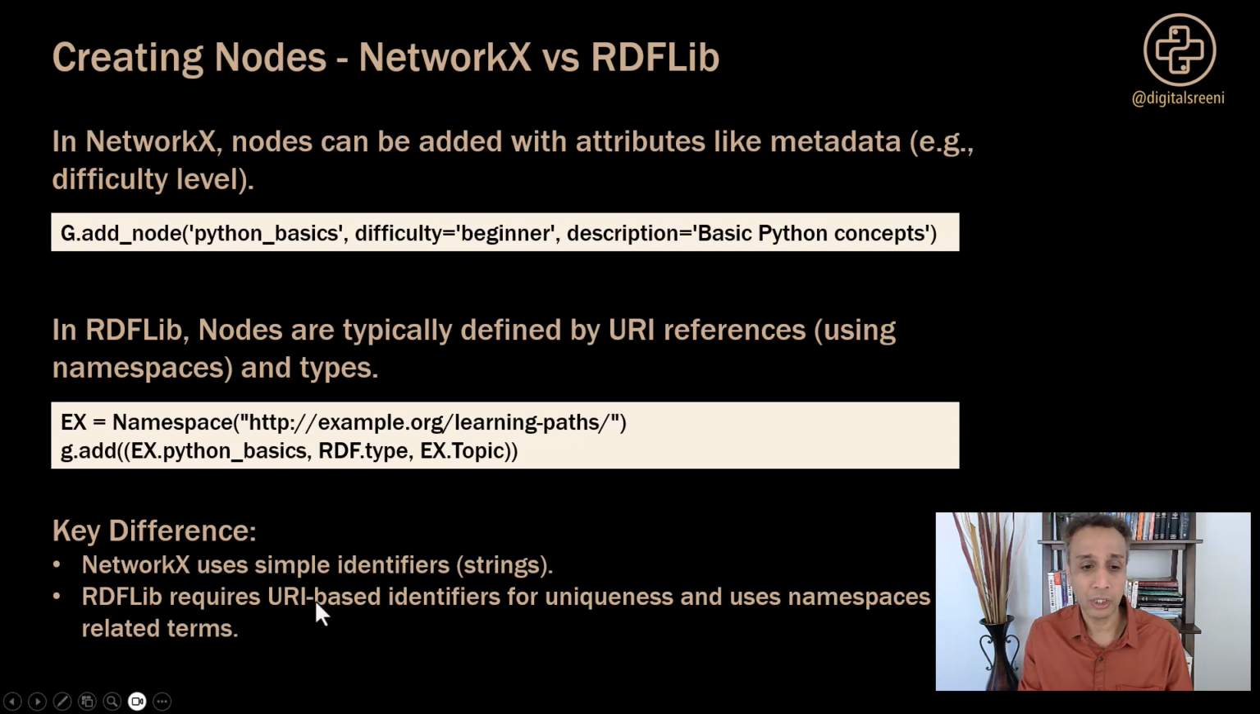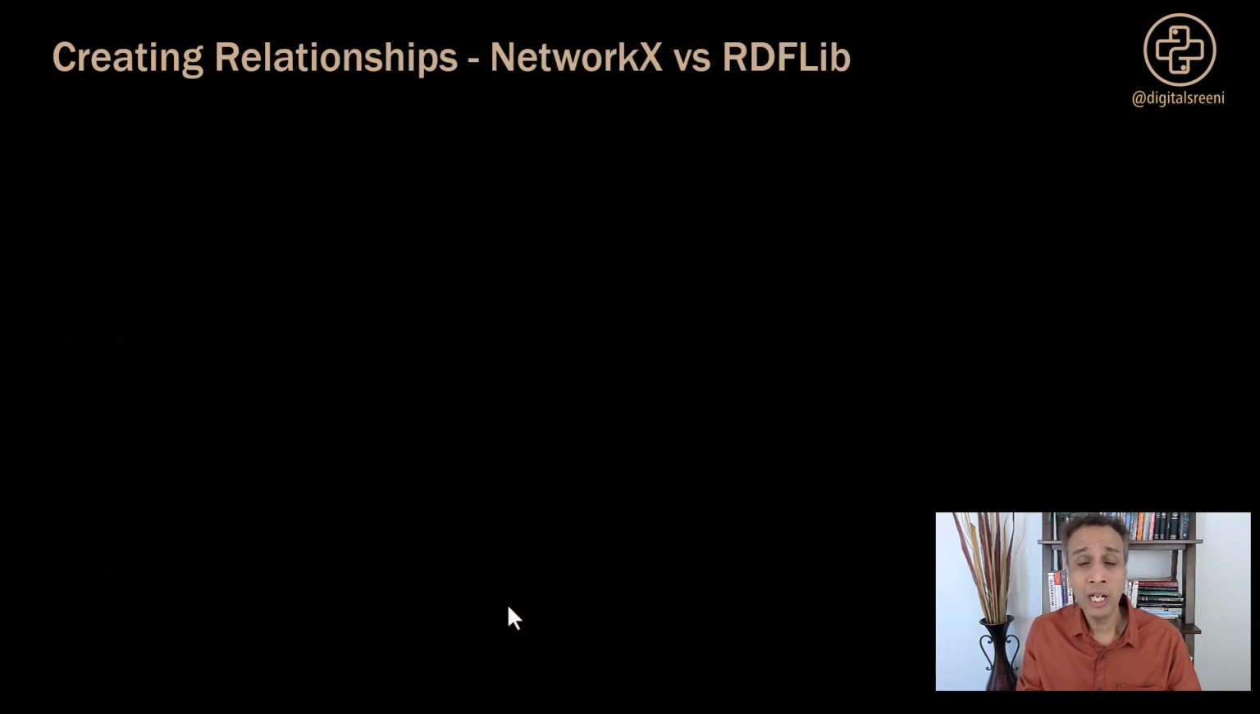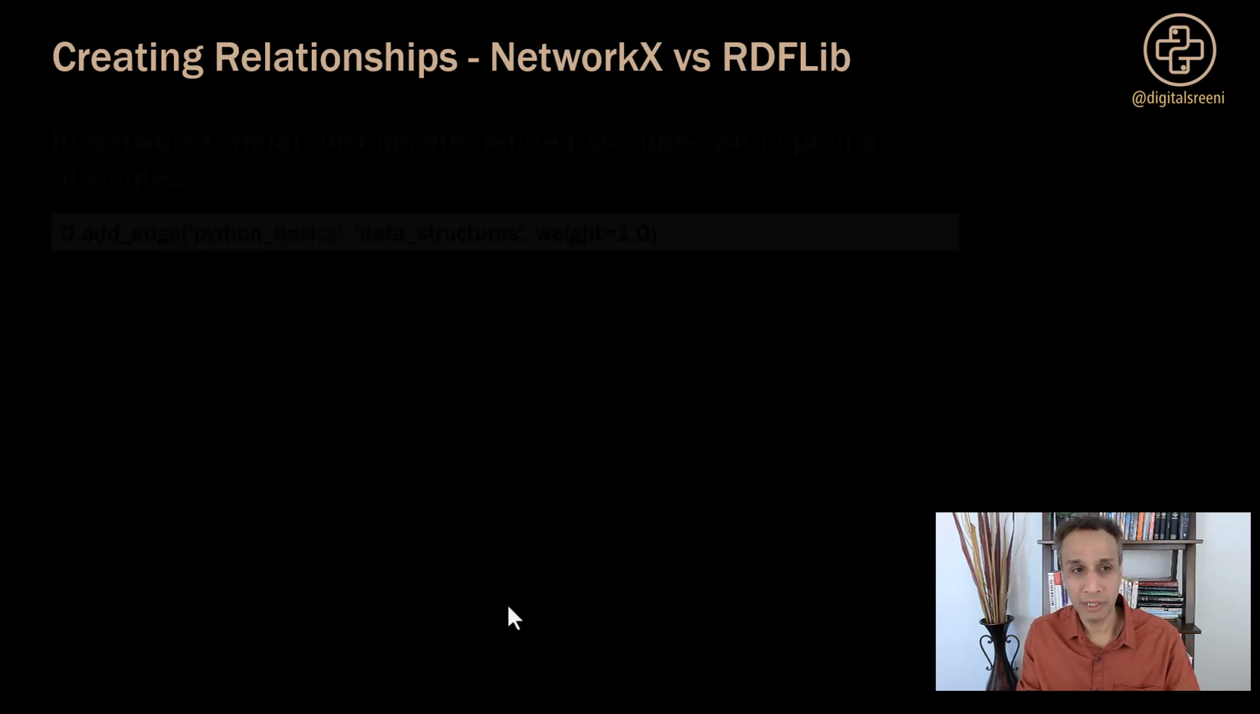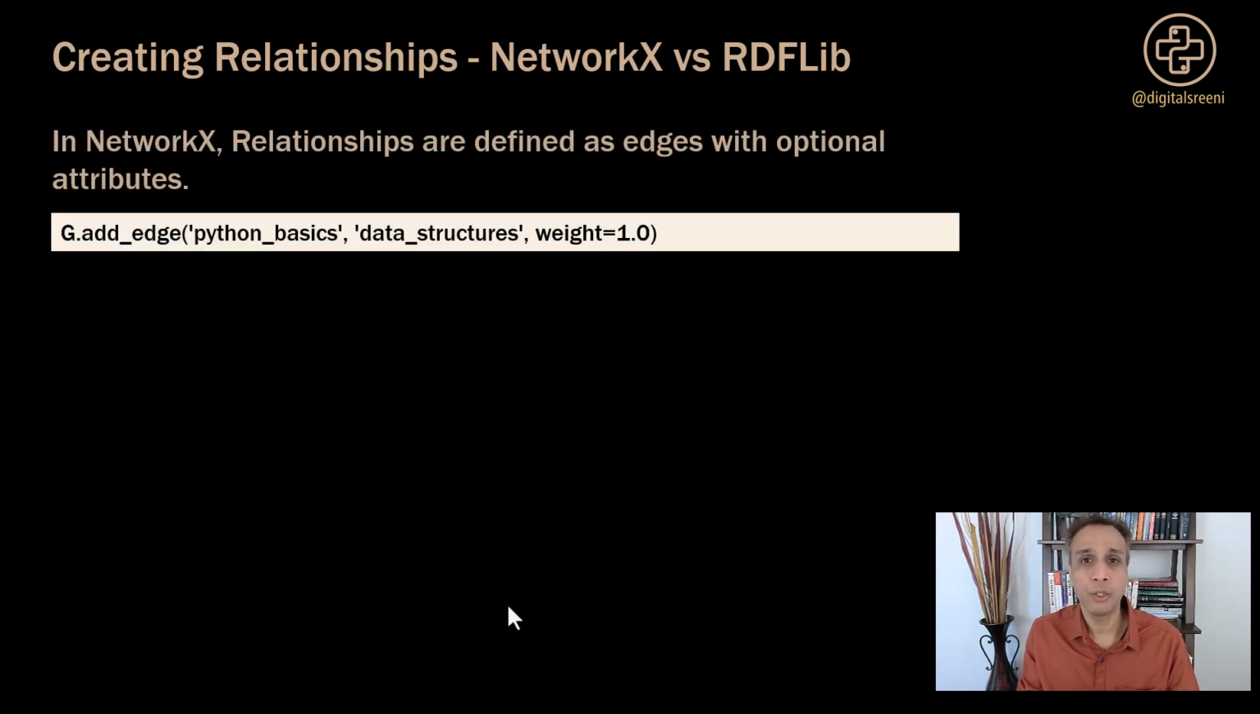Here it requires a URI-based identifier, so that's the first key difference that you see right away. Now, how do you create relationships, which means edges? In NetworkX, you basically add an edge, right? So g.add_edge, or add_edges_from if you're doing multiple. And again, an edge is connecting two things, right? So here it's connecting two nodes, Python basics and data structures, and they're connected with a weight of 1.0.